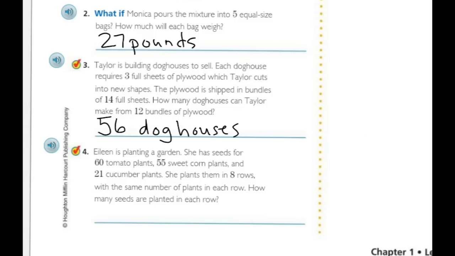Number 4. Eileen is planting a garden. She has seeds for 60 tomato plants, 55 sweet corn plants, and 21 cucumber plants. She plants them in 8 rows with the same number of plants in each row. How many seeds are planted in each row?